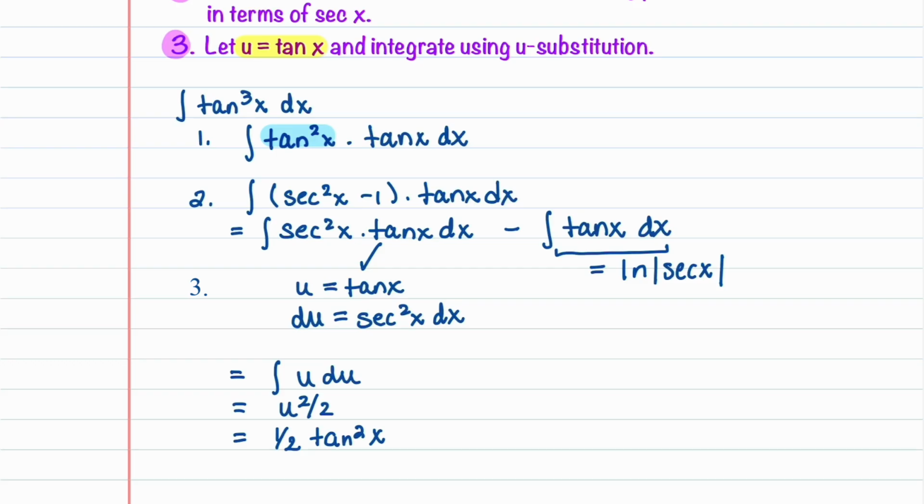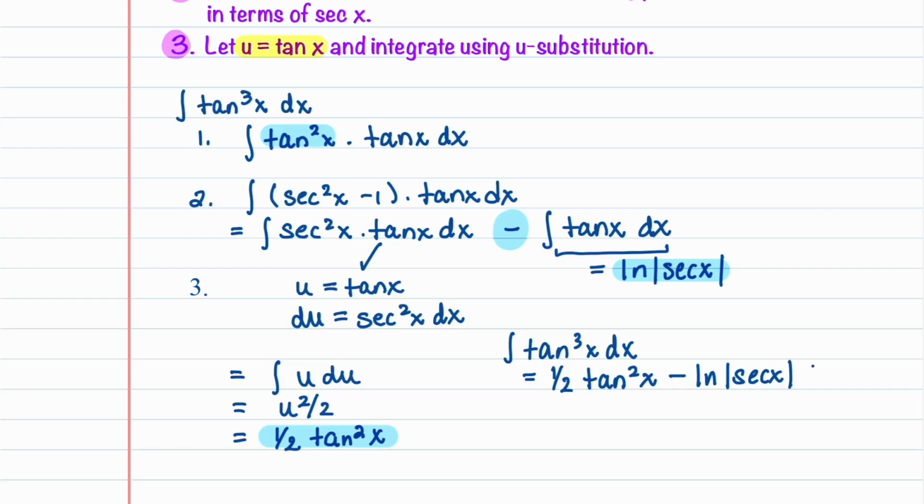Now we have two pieces, our second integral and our first integral. And then let me highlight this negative because that has to carry through to the second integral. And we can go ahead and write down our answer. The integral of tangent cubed x dx is just 1/2 tangent squared x minus natural log absolute value secant x plus our arbitrary constant c. And there's our answer.